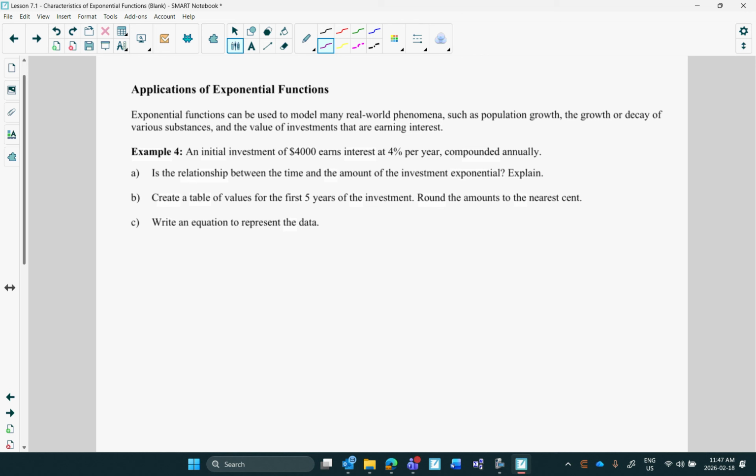Remember, you've got to keep that money in there. So that $160 does not come to you, it goes back into the investment. So at the end of the second year, we're not taking 4% on 4,000 again. We're taking 4% on your new amount, 4,160. That's called interest on interest, or compounded interest.